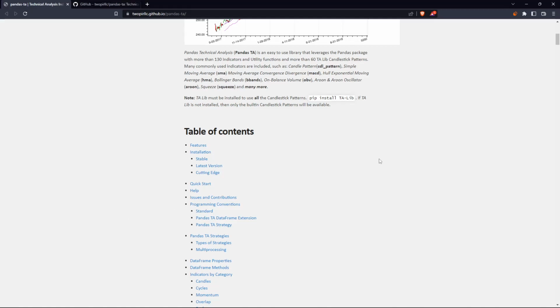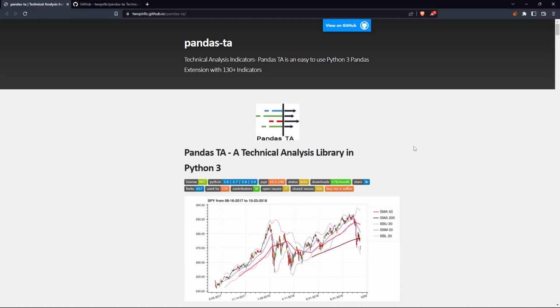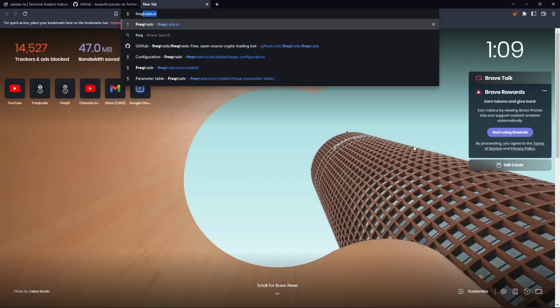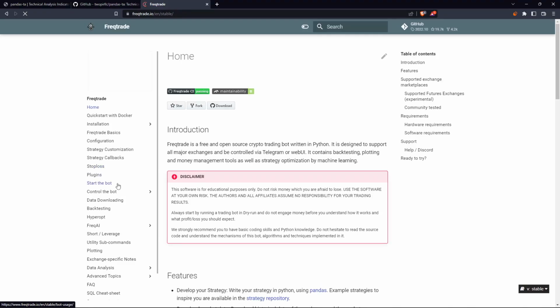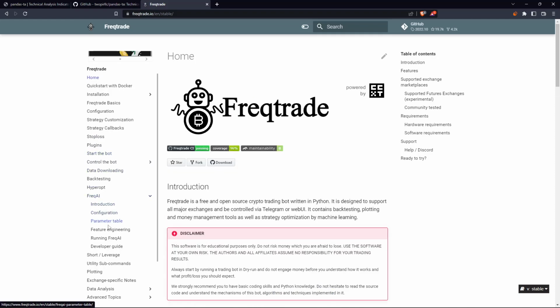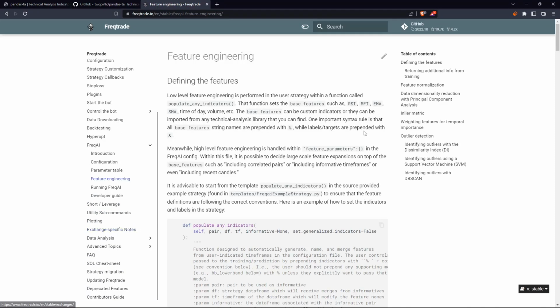Hey guys, in this video, I'm gonna be talking about Pandas TA, which is a technical analysis indicators library. So if we go ahead to FreqTrade, in the FreqAI section, we had completed introduction, configuration, parameter table, and then we are moving on to feature engineering.